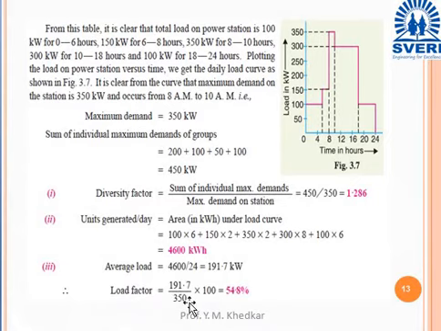Average load is 191.7 divided by maximum demand 350, multiplied by 100, which is a multiplication factor to convert it into percentage. So 54.8 is the load factor of the problem. Here the process is the same; the only additional thing is the sum of individual maximum demands of the groups, and the information given we have put in tabulated form. Except for those two things, all the remaining calculations are the same and simple, as mentioned in the previous example.